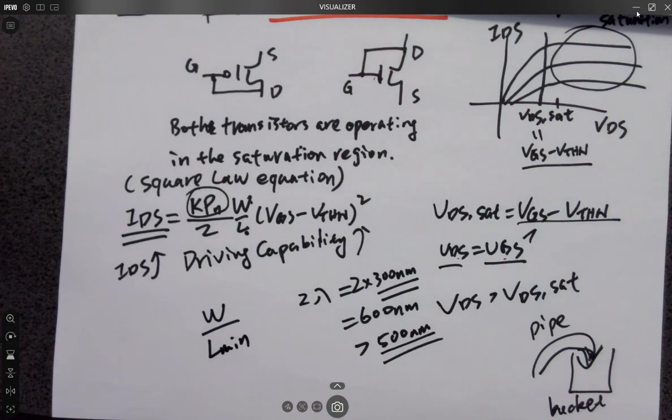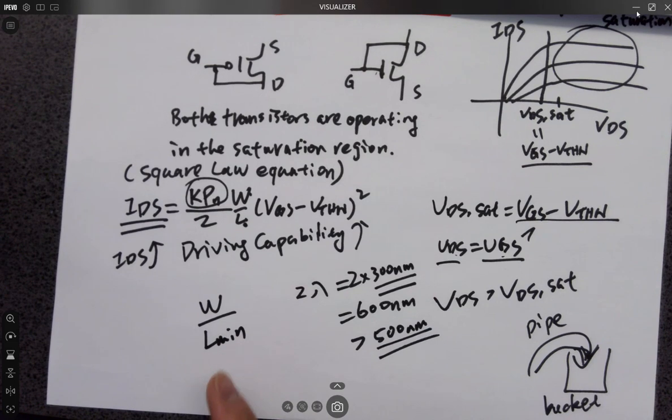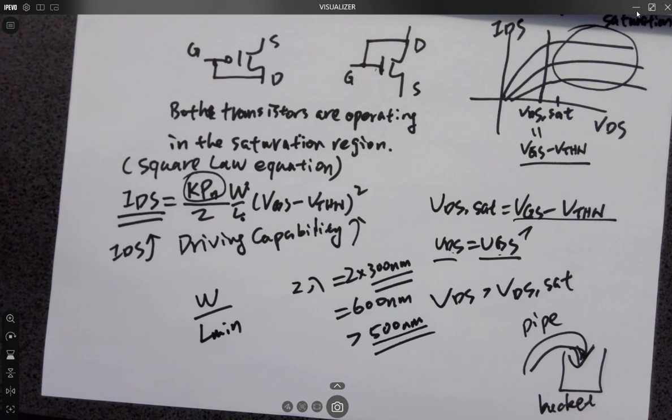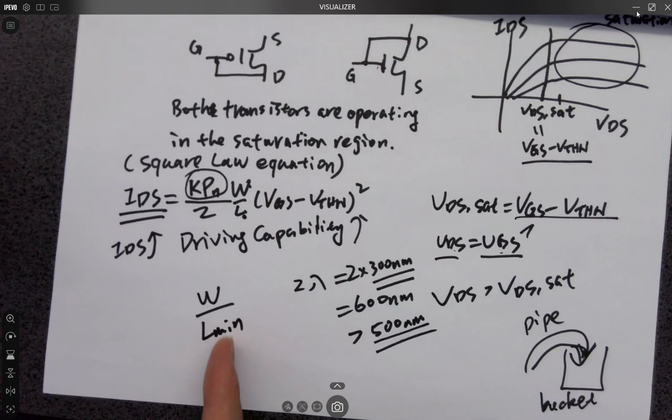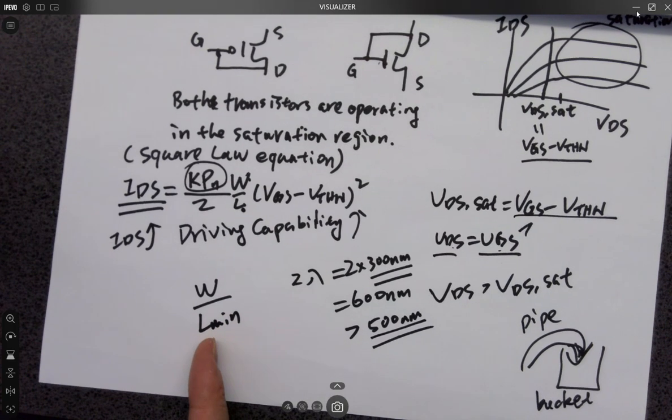So the length is usually, especially for digital circuits, we don't care about the gains and everything. So in digital circuits, we always use the minimum length in order to do what? Reduce the footprint of the circuit. We have a limited area in the chip. It's super expensive. So we want to limit the footprint of the circuit on the chip.